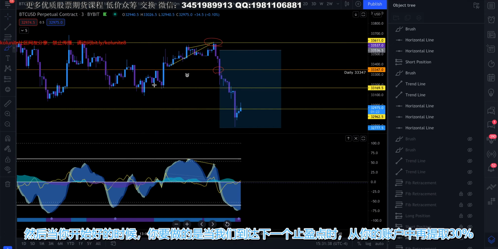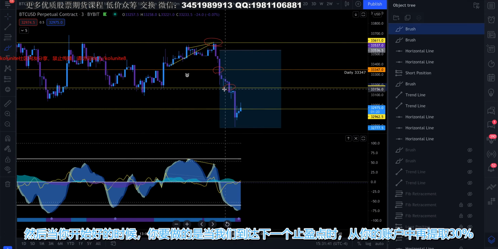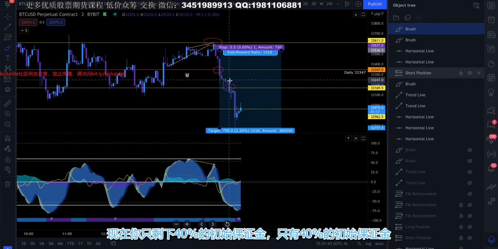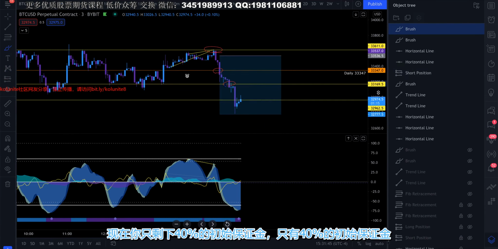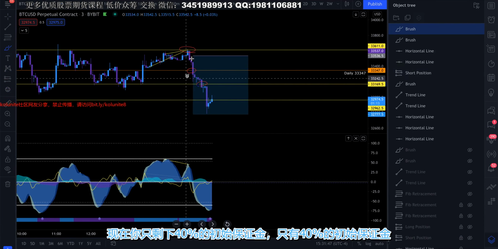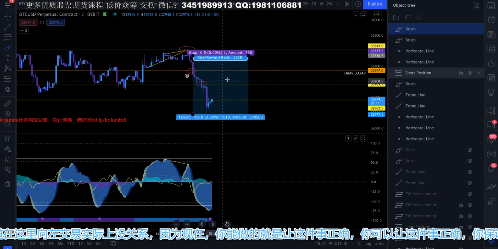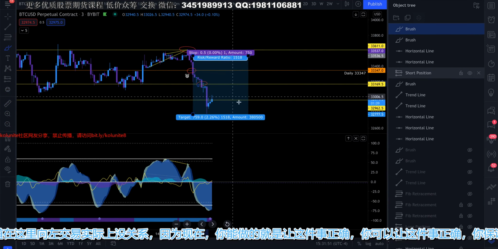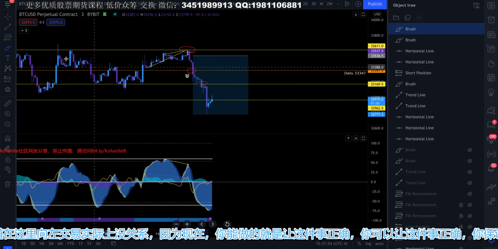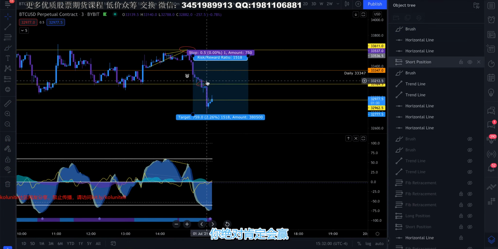Then, when we get to our next take profit, take another 30% out of your account. Now you only have 40% of your initial margin left in the trade. That's okay. Because now you can let this thing ride, where you're guaranteed to win. You're absolutely guaranteed to win.